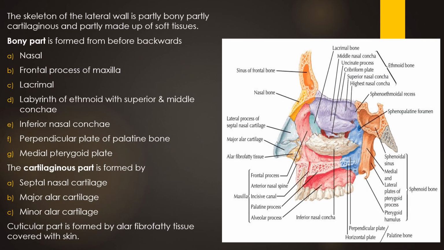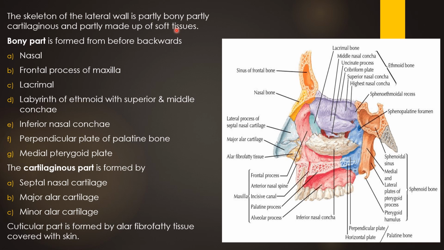Now, just as the supporting framework of the nasal septum is formed, the same way the lateral wall is also contributed to by bones and cartilage. So the skeleton of the lateral wall is partly bony, partly cartilaginous, and also made up of soft tissues. The bony part, students, please make sure you memorize these contributions, and these are frequently asked in your exams.